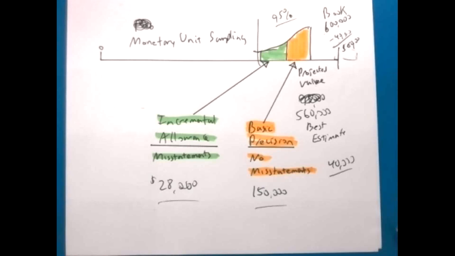Here's a question for you. How many items were in the sample? So these were just the items found with misstatements. But how many items were actually in the sample? Anyone?